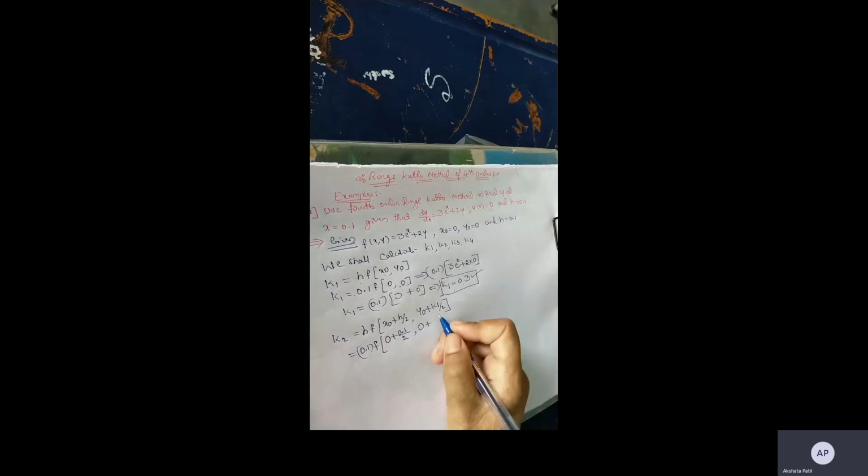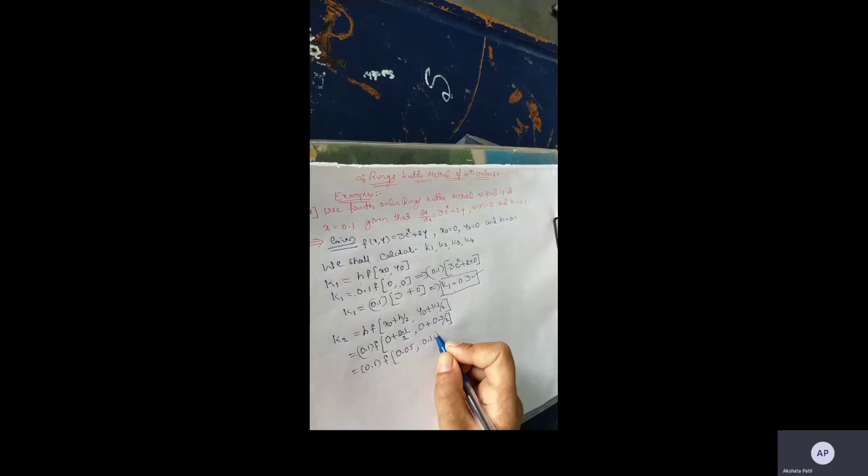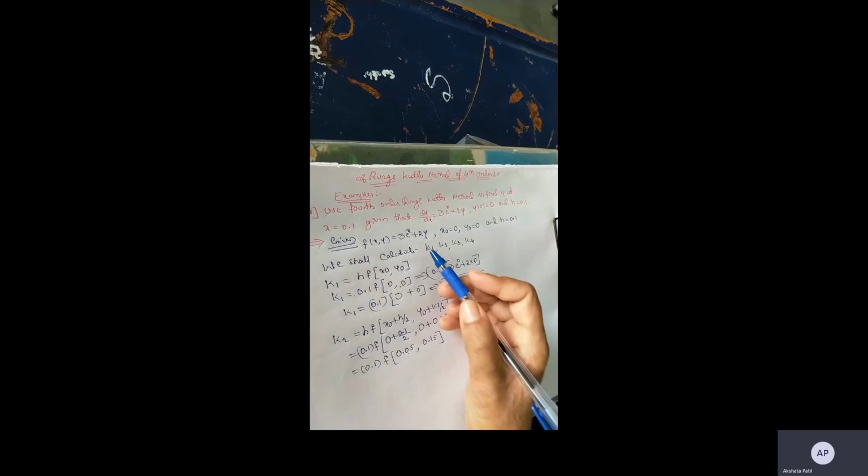So use the value here in k2. So write it down, 0.3 divided by 2. So you will get 0.1 into the function of k2, which is equal to 0.1 divided by 2 is 0.05 comma 0.3 divided by 2 is 0.15. Okay, now use this new value of x0 and y0 once again in the given differential equation.